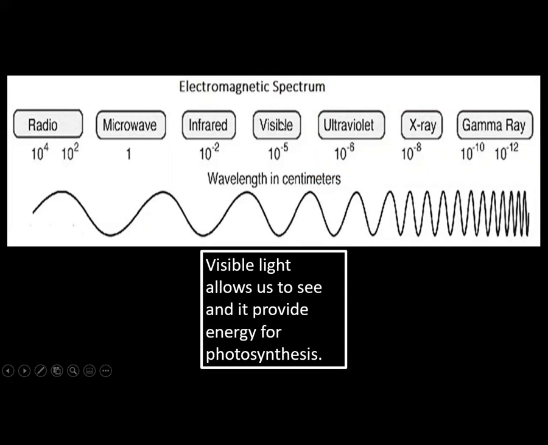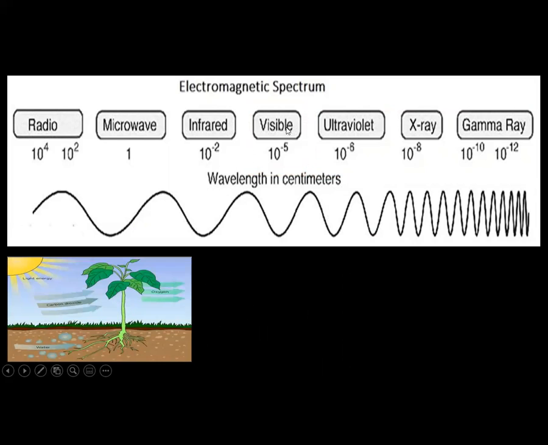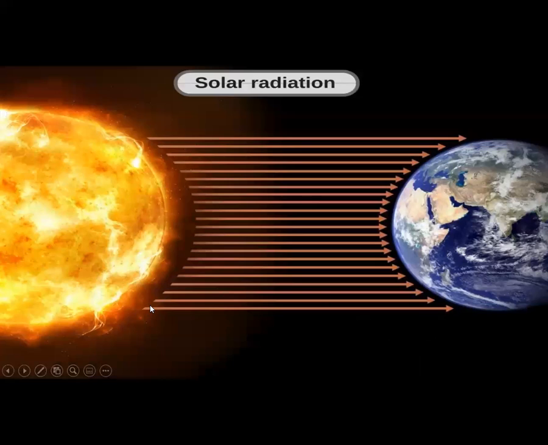Visible light is the one mainly used by plants in order to produce food. It is also the one that allows us to see things. Now, this visible light is really very important. Without it, we won't be having food on Earth. That's visible light. And visible light is the one used in photosynthesis.